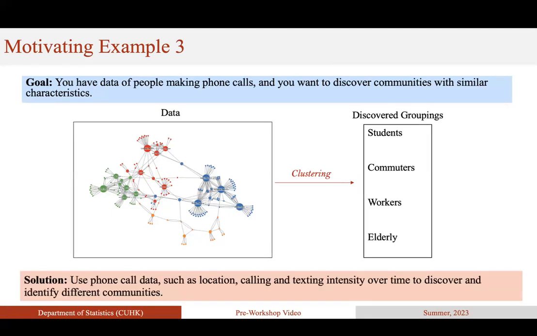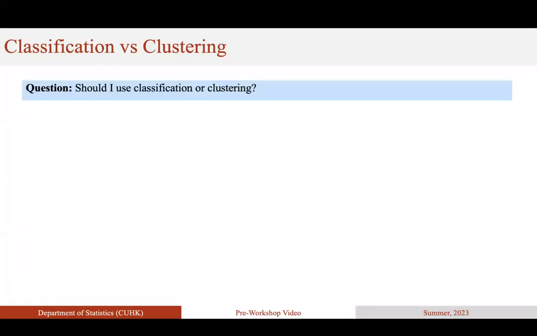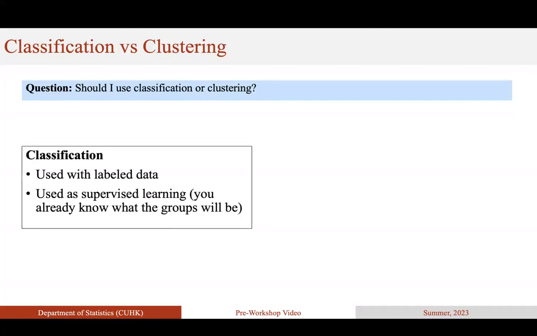In this example, you input some phone data, including location, calling and texting intensity, into the clustering algorithm, and you will get clusters of different groups. The question now comes, when shall we use classification or clustering? If you have data with correct labels, you can build a classification model based on a labeled dataset, and this is called supervised learning. In other words, supervised learning is that you already know what the groups will be, and the algorithms will learn how to classify.